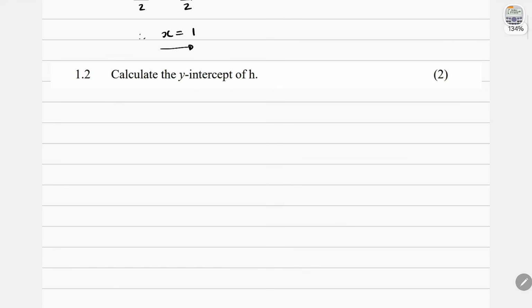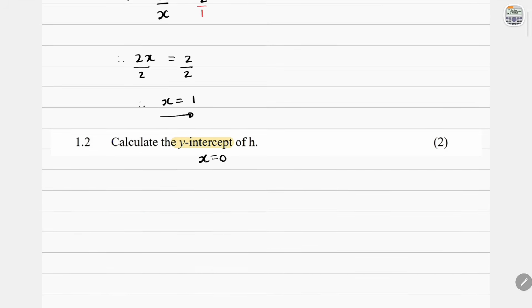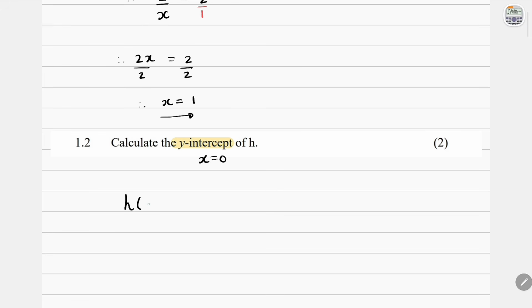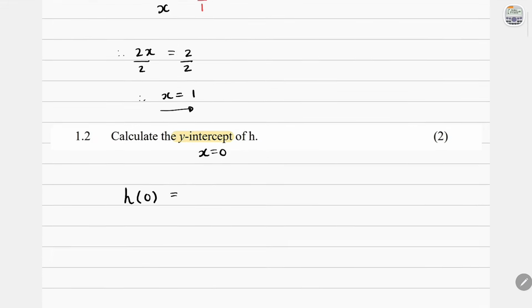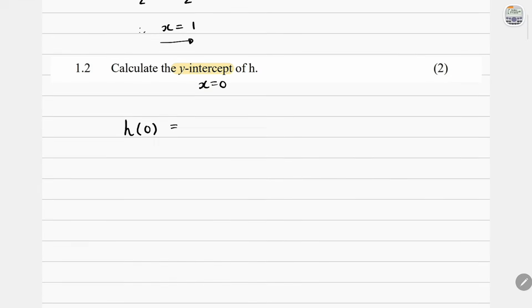Question 1.2 says, calculate the y-intercept of h. So we know that the x-intercept, this is where y equals 0. So when we have a y-intercept, this is where x is equal to 0. So we'll take h of x, and we can just start by saying h of 0 in place of x. So wherever you see x, substitute 0. So this is negative 2 over 0 plus 2, and you can already tell what's going on here.